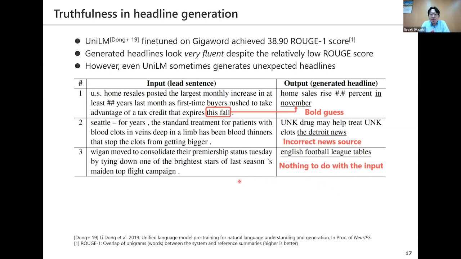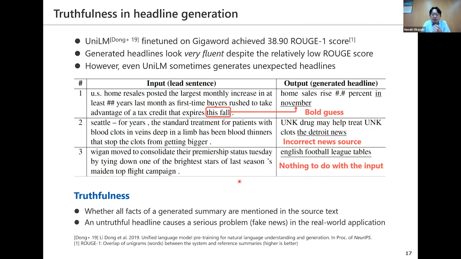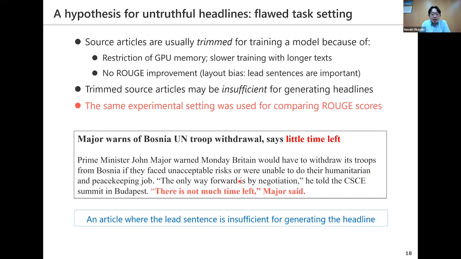So in this study, we define the term truthfulness as whether all facts of a generated summary are mentioned in the source text. An untruthful headline causes a serious problem like fake news in the real-world application of headline generation. So in this study, we hypothesized that untruthful headlines are caused by the flawed task setting of headline generation.